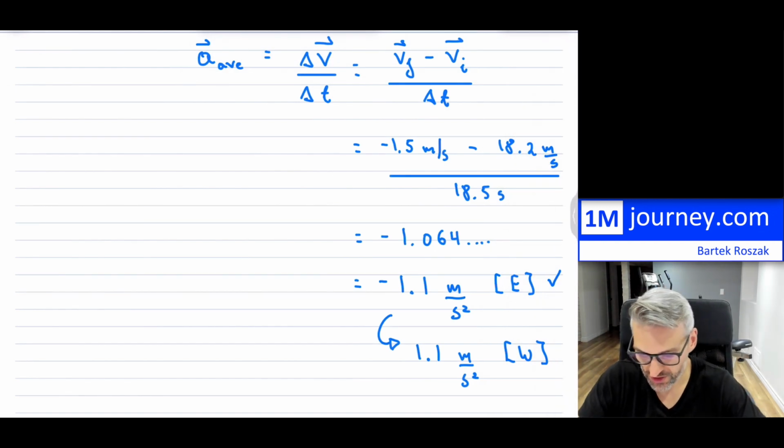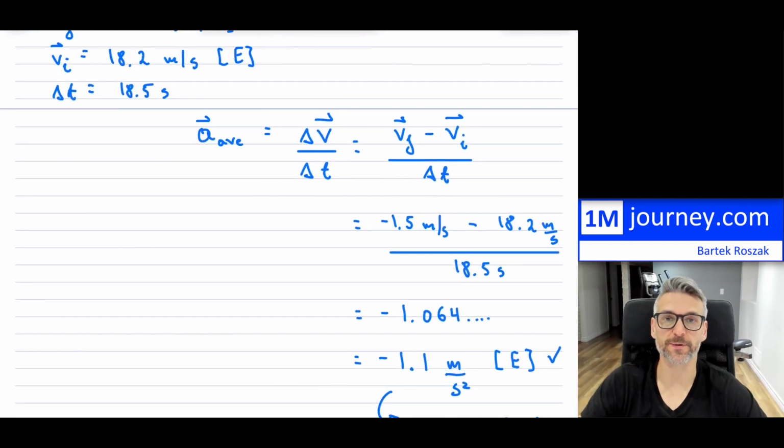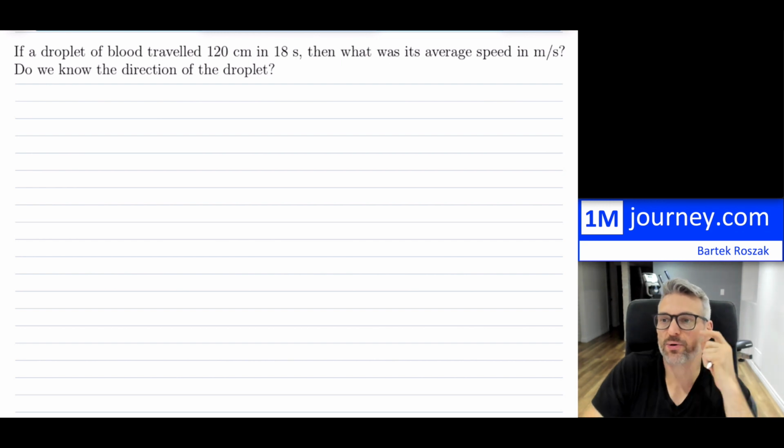All right, so that's another example for you. In this example, we have a droplet of blood, and it has traveled 120 centimeters in 18 seconds. Then what was its average speed in meters per second?